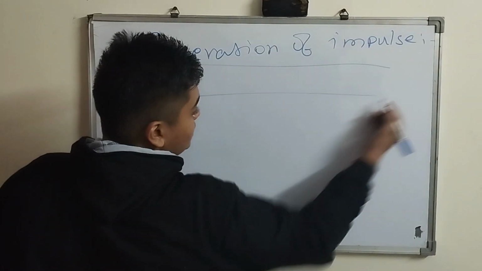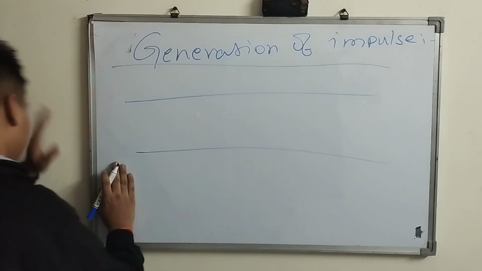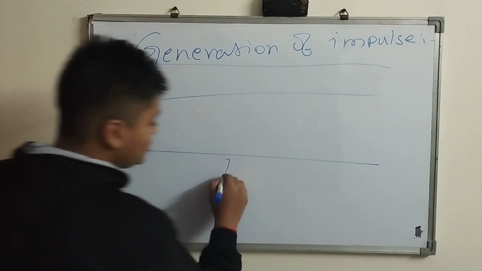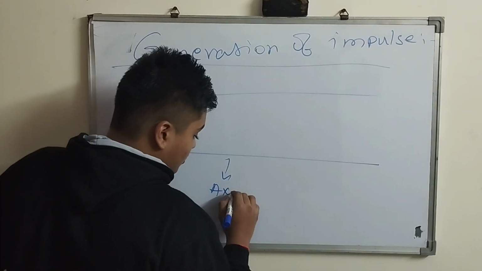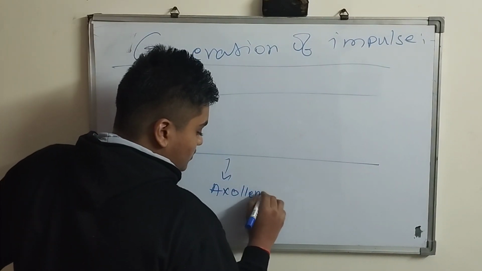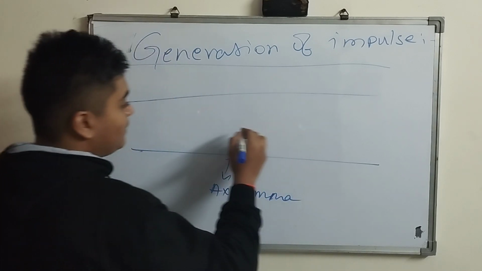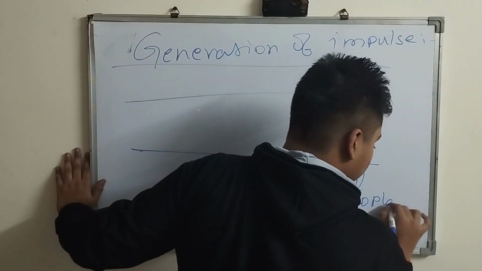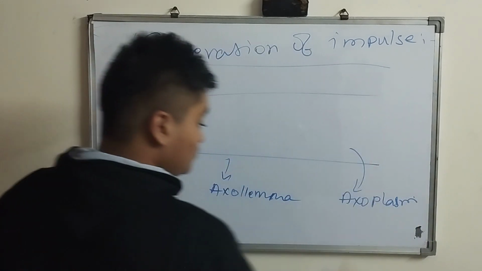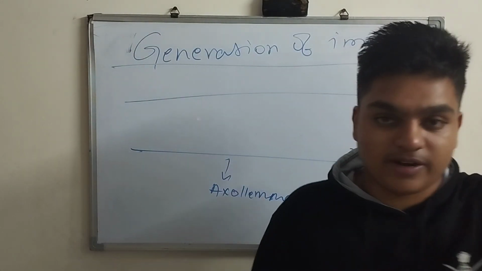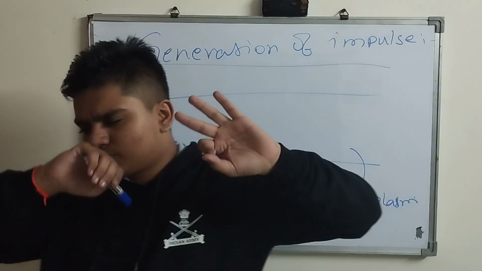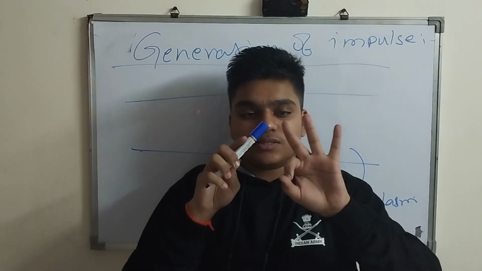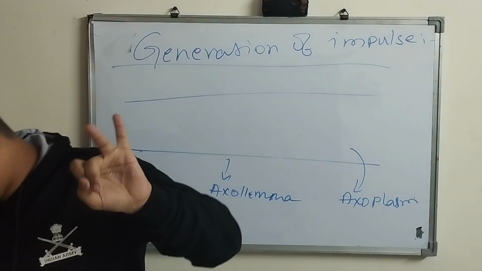This is your axon. Suppose the membrane is called the axolemma. The inside cytoplasm is called the axoplasm. Now here you have to understand three words. One is resting potential.